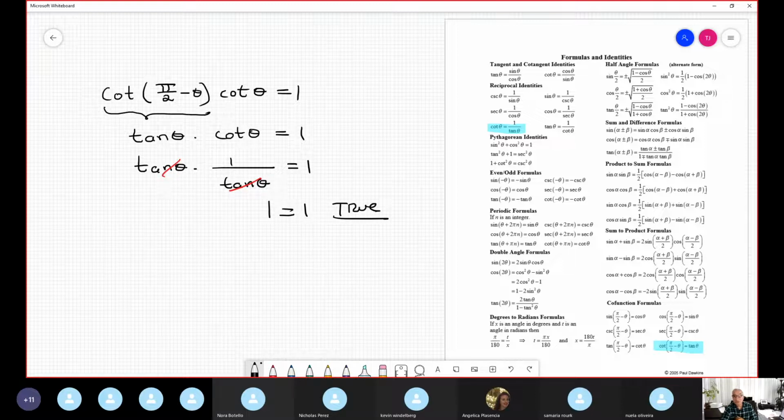Suppose another student is doing it differently. Suppose another student, instead of replacing cotangent by tangent, uses this other identity. Look. So you have 1 over cotangent times cotangent. And you get the same answer because you cancel cotangent and cotangent, and the answer is 1 equals 1. Super good or no?